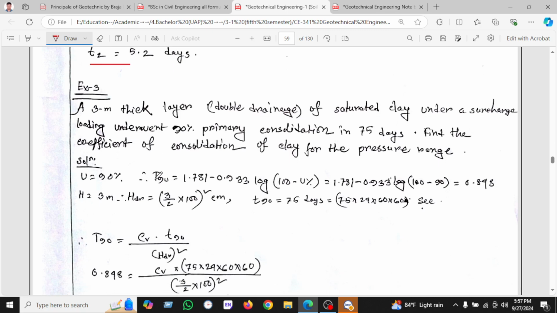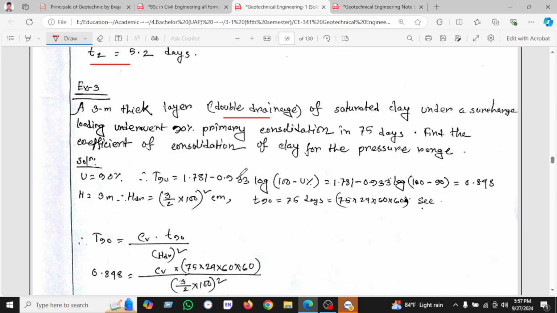And another example we have seen: the 3 meter thick layer has double drainage. So double drainage means it will be H by 2. A saturated clay under a saturated surface loading condition reaches 90% consolidation in 75 days. So there are 75 days for consolidation. We have to find the coefficient of consolidation of the clay layer.